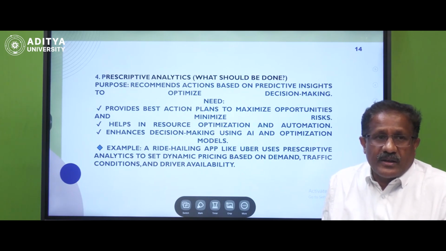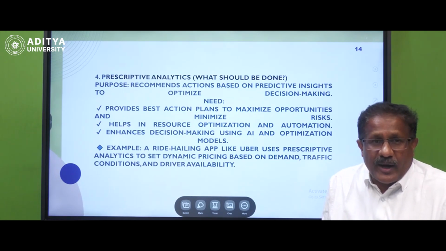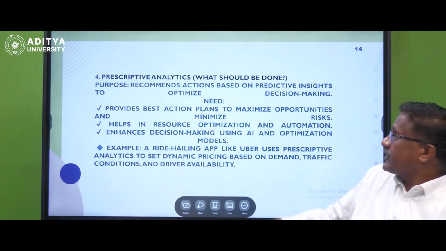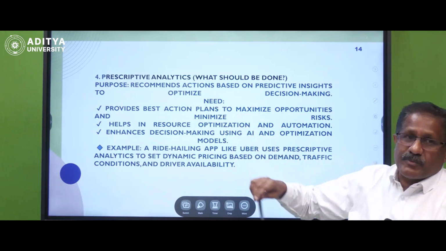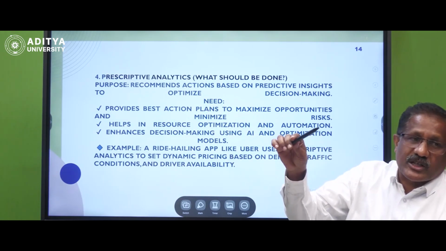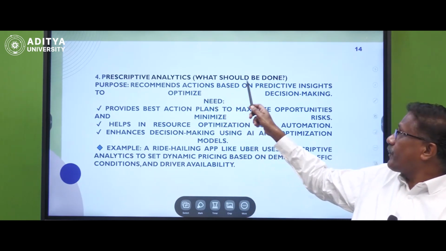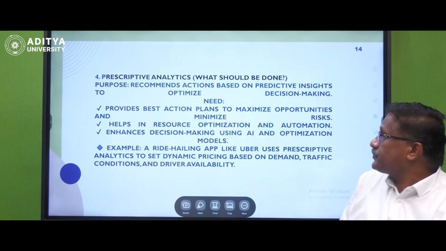For example, we can come to the college by car, by bicycle, or by walking, but arriving at the particular time in the college is very, very important. How much you are going to spend depends on the particular method. In the same way, we have to find out which optimal method to use for solving the particular problem. Here, it recommends actions based on the predictive insights.